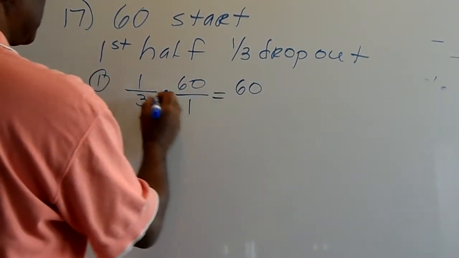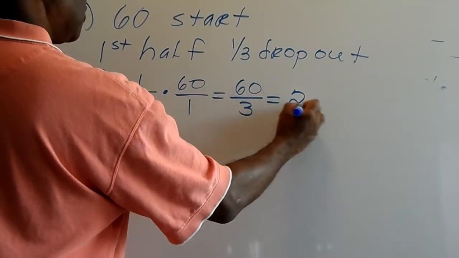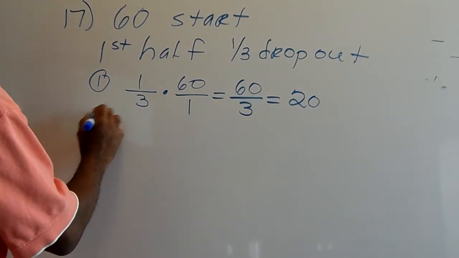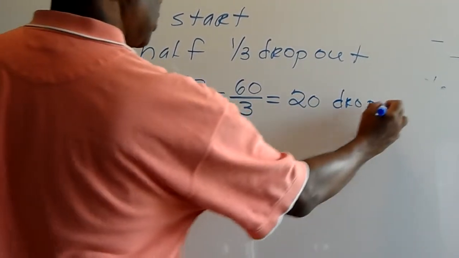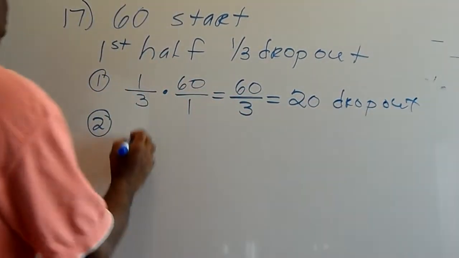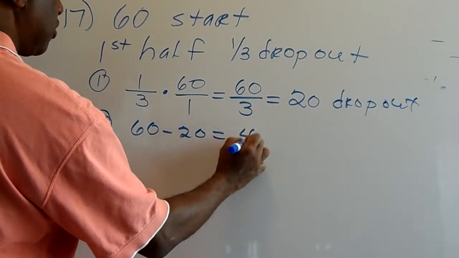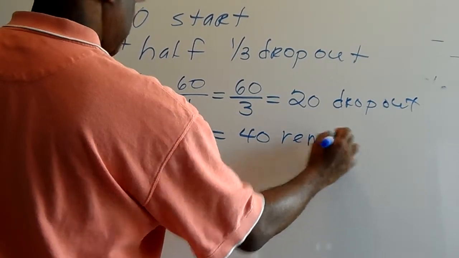And that will give us 60 over 3. 1 times 60 is 60. 3 times 1 is 3. So that gives us 20. So this is how many people dropped out. So how many are left? 20 drop out, so that means we have 60 minus 20, or what? 40 runners remain. Right? Okay.